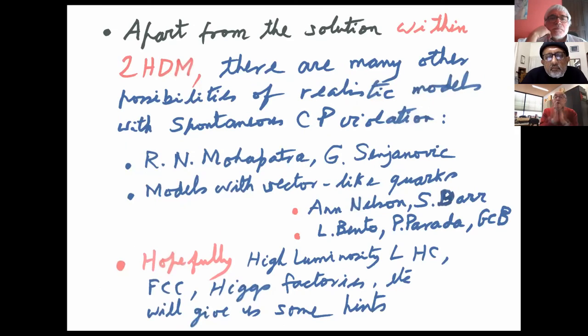Now, last but not least, apart from this solution, there are many other possibilities. In particular, two very important possibilities were pointed out by Rabi Mohapatra, who is going to speak soon, and Goran Senjanovic, to have spontaneous CP violation in the context of left-right symmetric models. Models with vector-like quarks, another beautiful possibility, were proposed to solve the strong CP problem by Nelson and Steve Barr, and we have analyzed the minimal model of this type in collaboration with Luis Bento and Paulo Parada. Gustavo, you're out of time now.